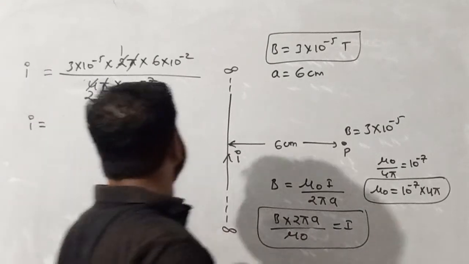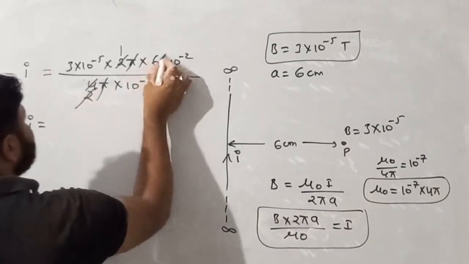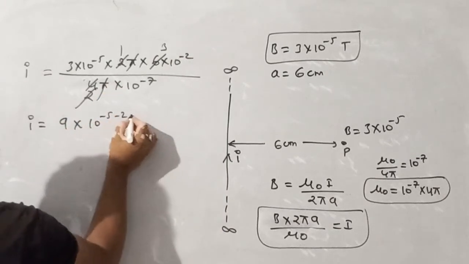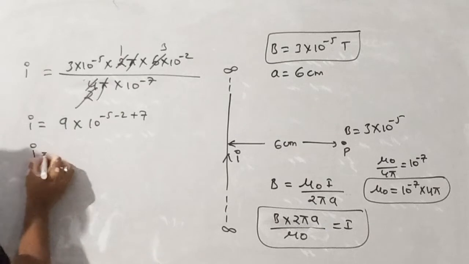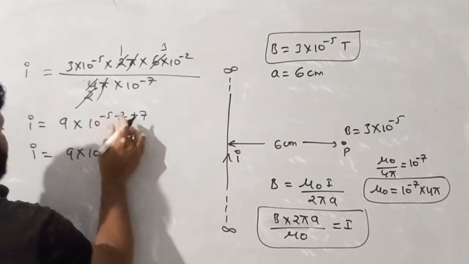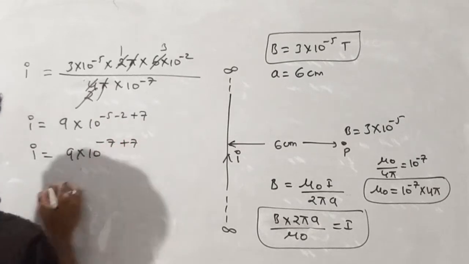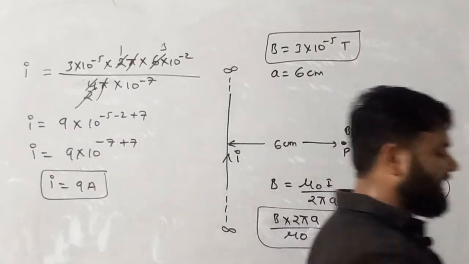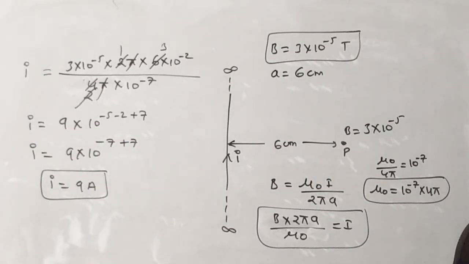So please try to solve the question, my dear student. 3 times 6 is 18. So I becomes equals to 9 into 10 raised power minus 5 minus 2 plus 7, so it is minus 7 plus 7. So value of current is nothing but 9 ampere. Write down please, then we'll move forward. So correct answer is 9 ampere. Moving forward, my dear student, write down next question. Calculate the magnetic field.